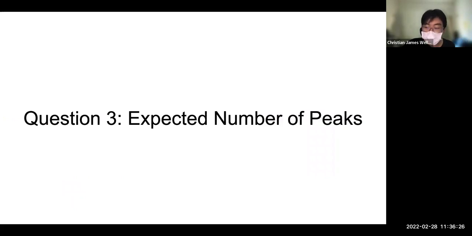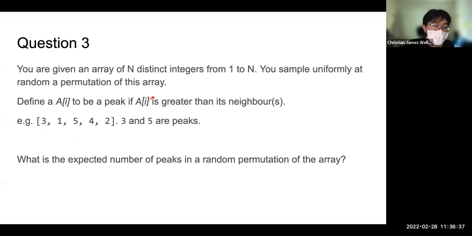Great. So hopefully that refreshes your mind a bit on doing randomized analysis. If there are no questions, let me go on to the next one because this is slightly more interesting. Okay, expected number of peaks.